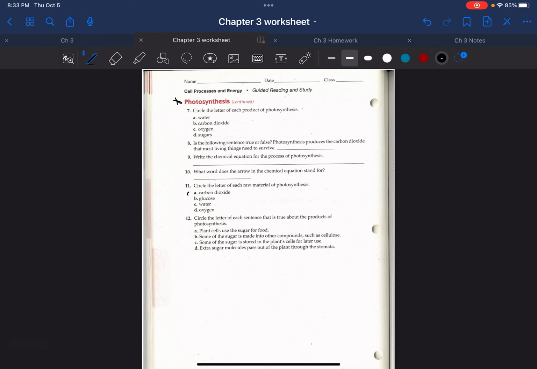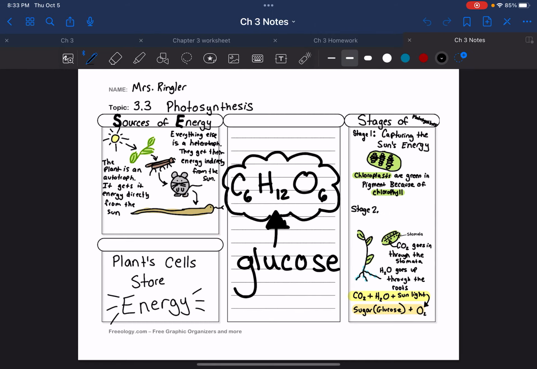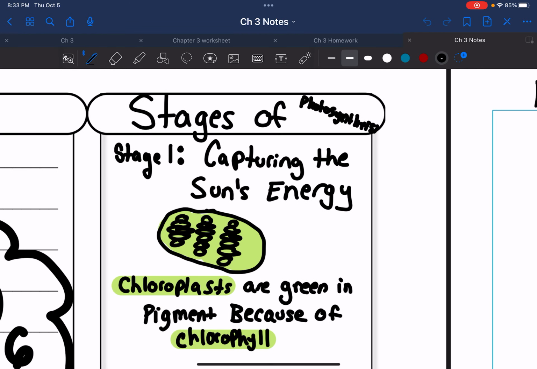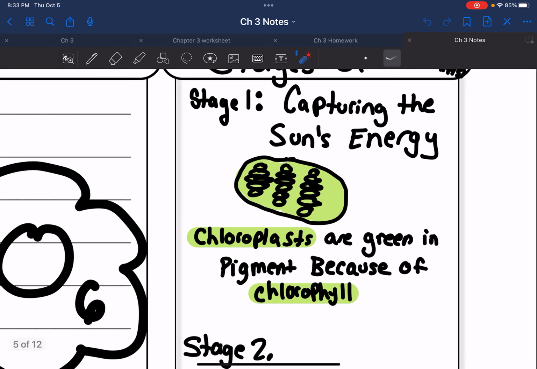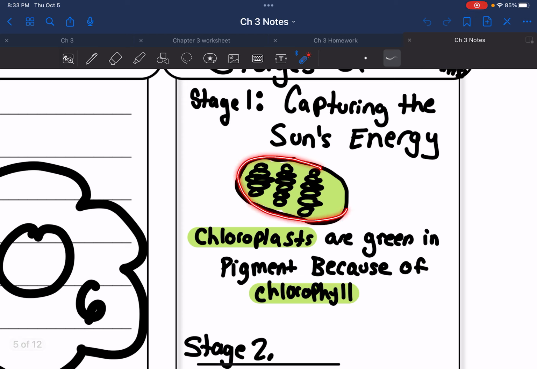Before we go on to this next section, I want to show you those notes again that I drew last year, because I know they're kind of silly looking. But here's what I drew last year. Stages of photosynthesis. Stage 1, capturing the sun's energy. This is a chloroplast. It is full of chlorophyll. It is green because of pigments, okay? Now, because it's pigmented with green chlorophyll, it absorbs and captures the sun's energy.